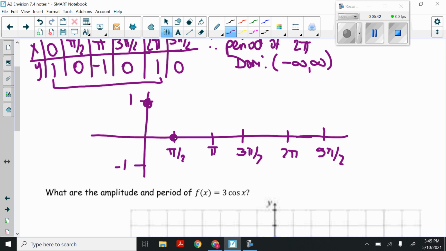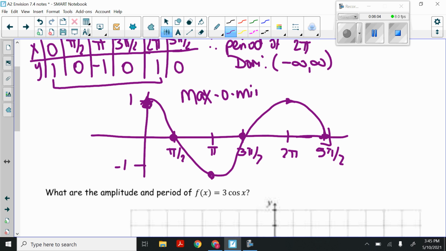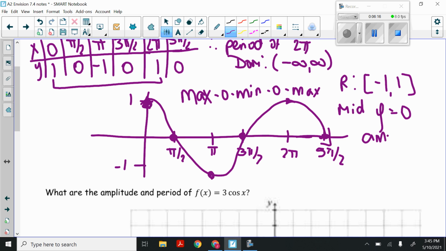Pi over 2, I'm at 0. Pi, negative 1, 0, 1, came back down. So my cosine, 1 full looks like this, but then I know it would keep going. So the cosine starts at a maximum, goes to a 0, minimum, 0, maximum. So it's a little shortcut: max, 0, min, 0, max. I see that my range is negative 1 to 1. My midline is still y equals 0, and I have an amplitude of 1.